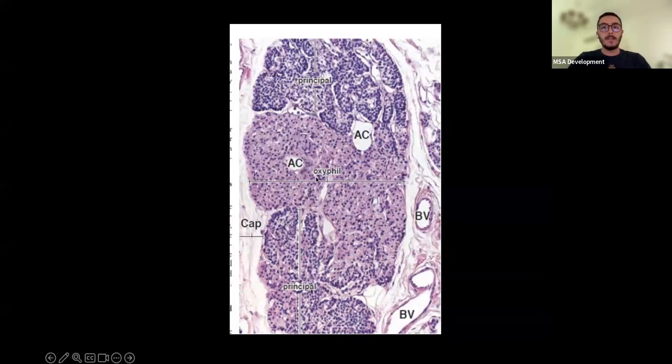However, the oxyphil cells are larger cells. They are less in number and appear pink with stain. And we don't know their function. Basically, they're just there. This white area here is adipose tissue. They increase in number with age. They are present in the parathyroid gland.